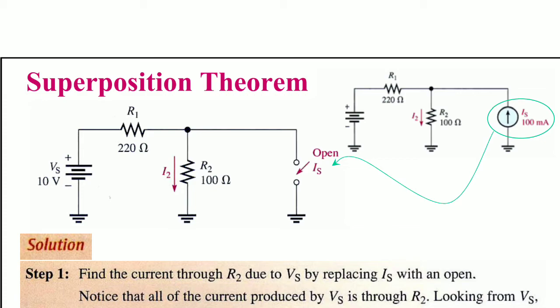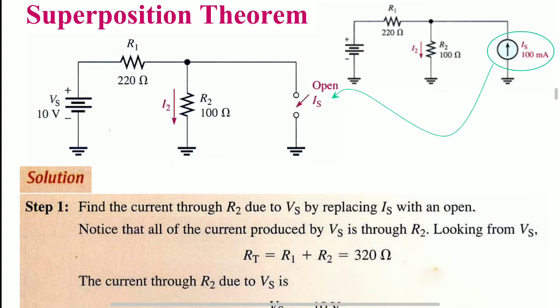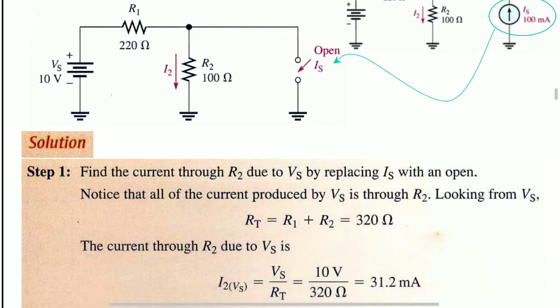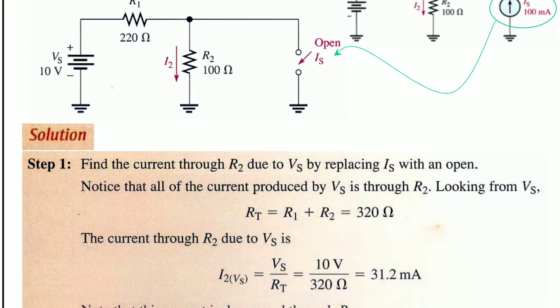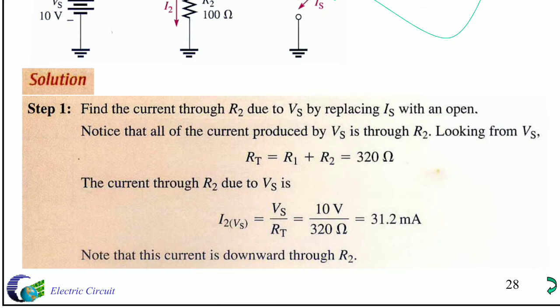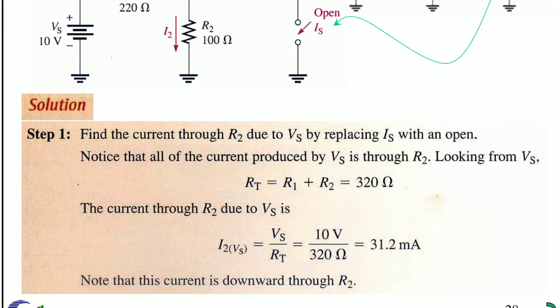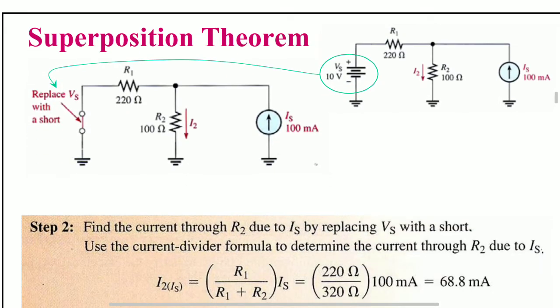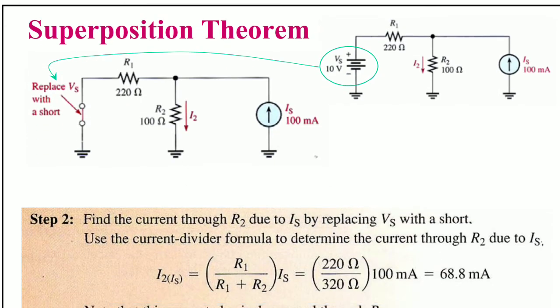That means Vs is applied across the 220 ohms and 100 ohms, and we get the resultant current I2. At step 1, I2 is equal to 10 volts divided by 320 ohms, which gives 31.2 milliamps. Note that this current is downward through R2, 31.2 milliamps.